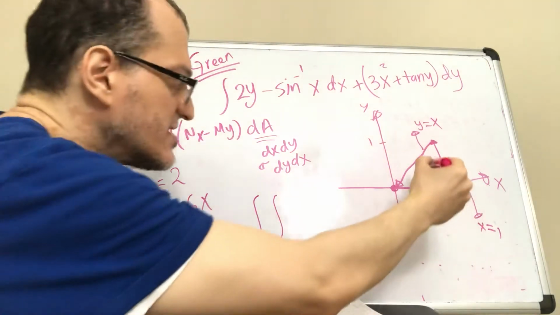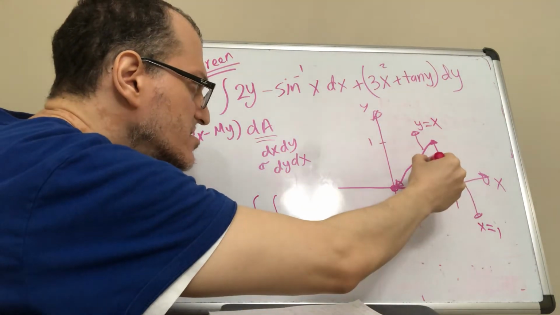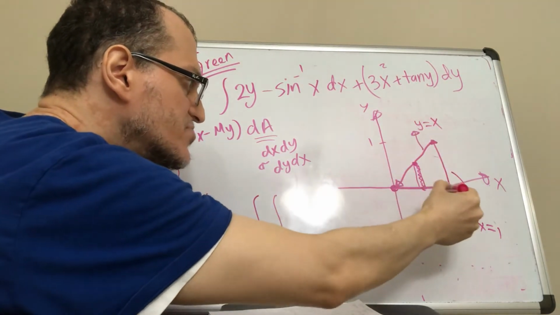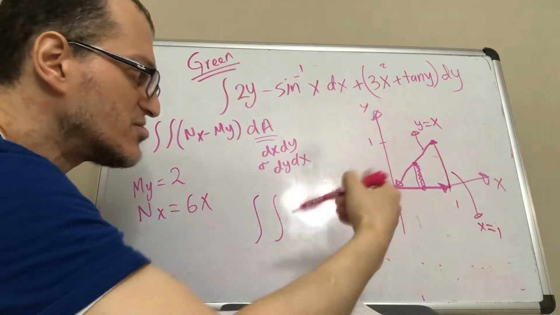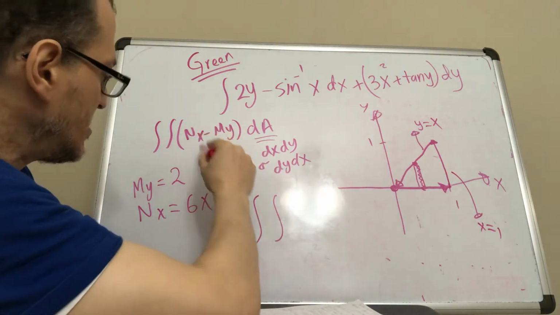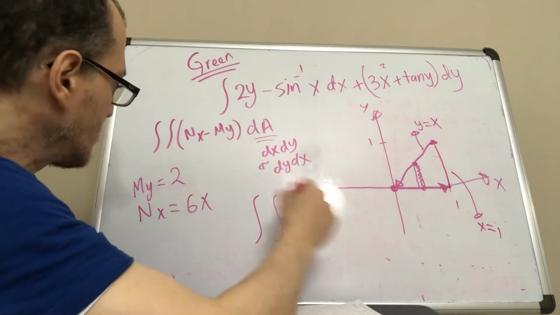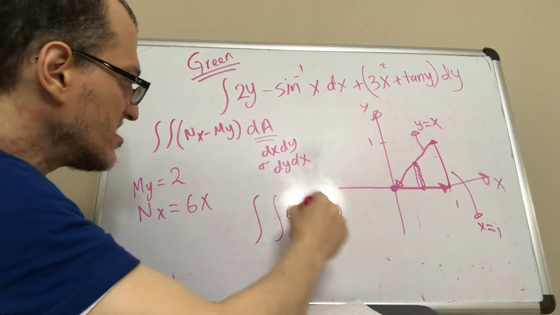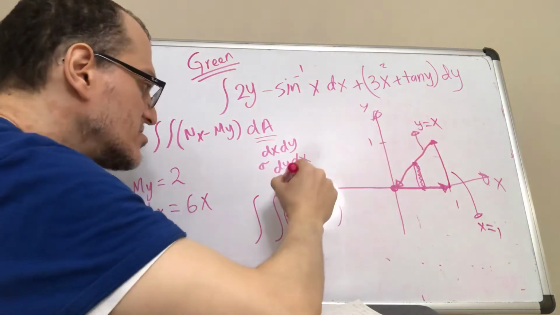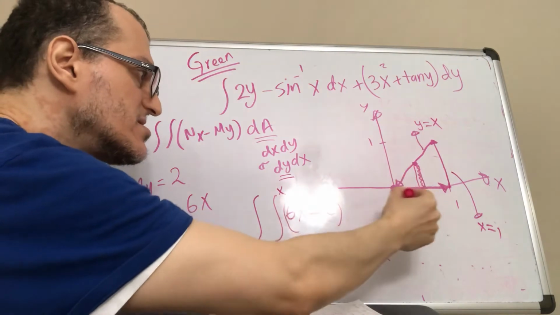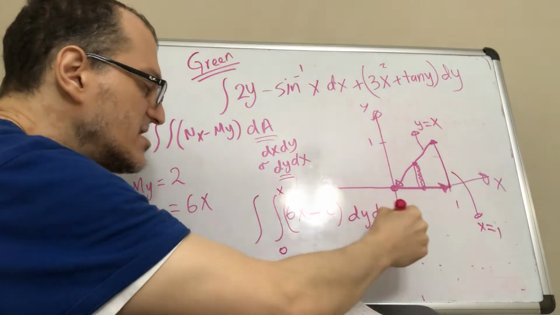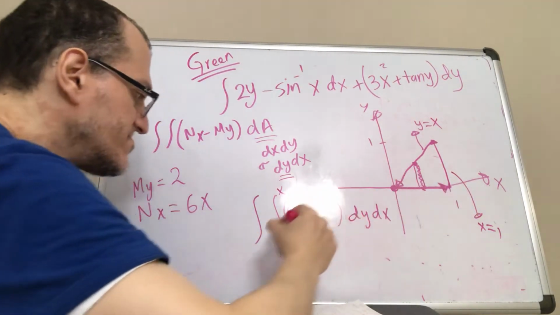If I draw a rectangle here, I'll see this point belongs to x and this point belongs to 0. So if I decide to do the y first, first of all, I need N_x minus M_y. If I decide to do the y first, then y could be upper curve x and lower curve 0. dx would be the number 0 to 1.